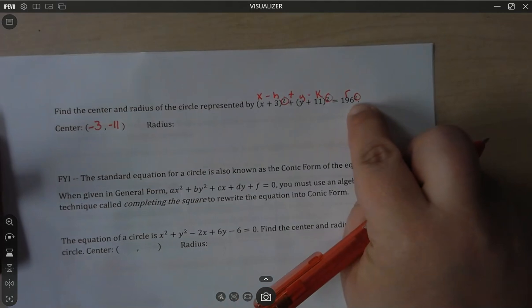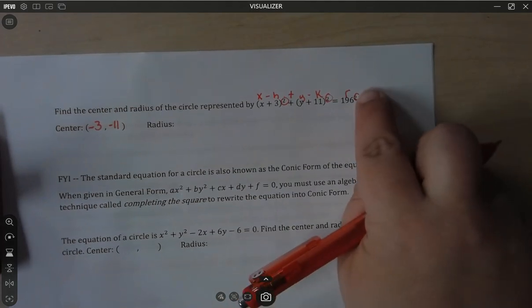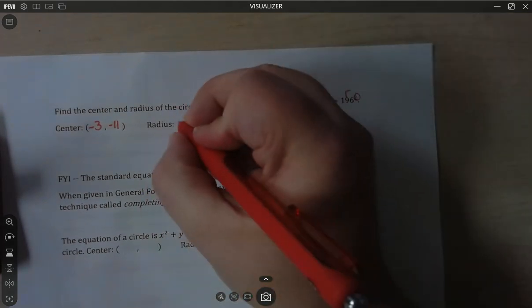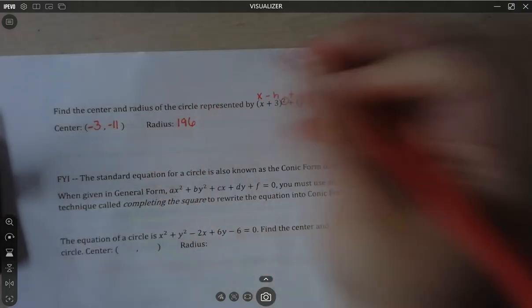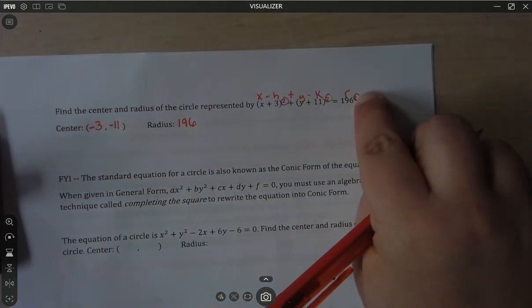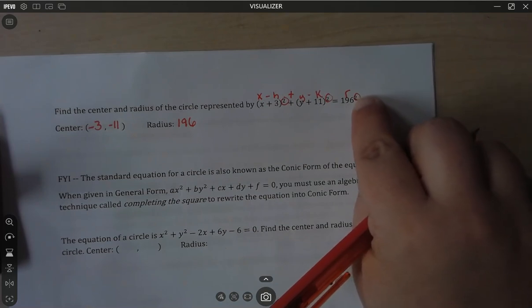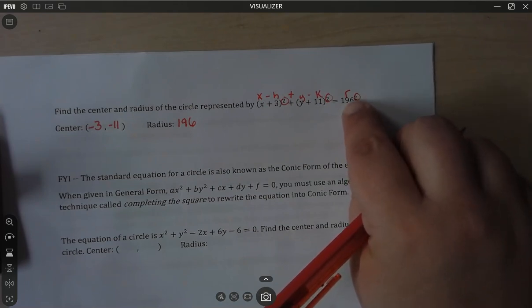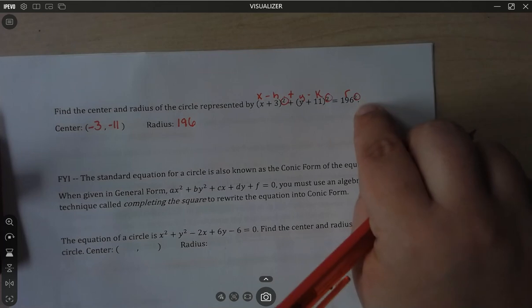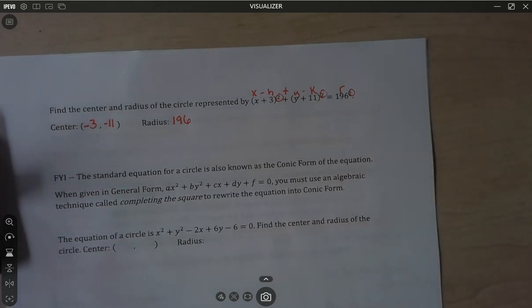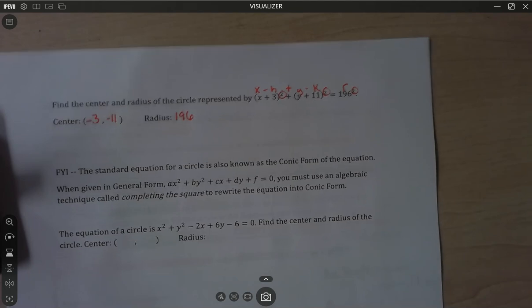Now because this says 196 squared, our radius is 196. If it didn't have the exponent of 2, we would need to take the square root here. So we do have to pay attention. It's going to be given to us in both ways. Some are there to trick us. They're designed to see if we're paying attention. So pay attention. Okay. Now, the standard form is also known as the conic form.